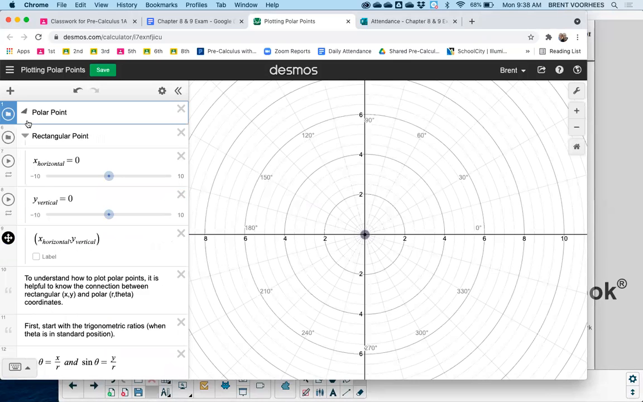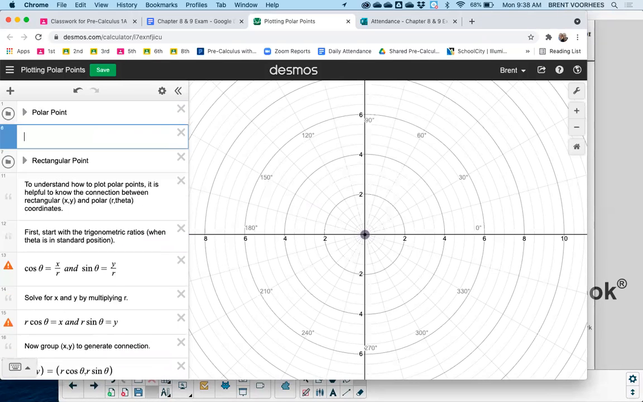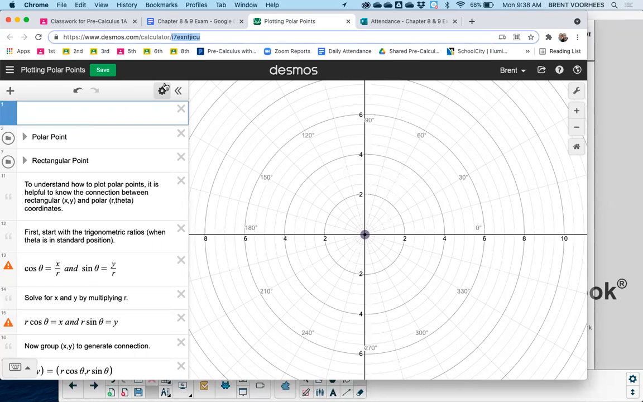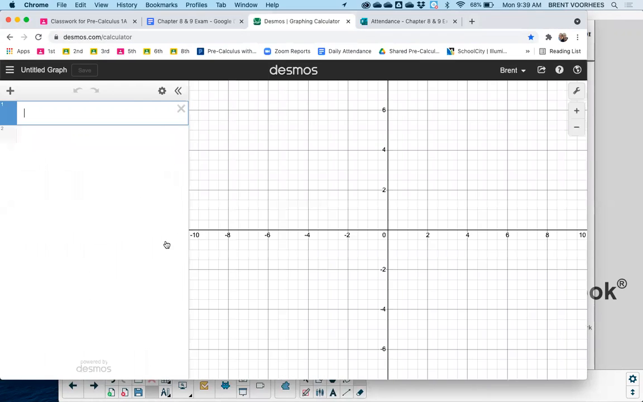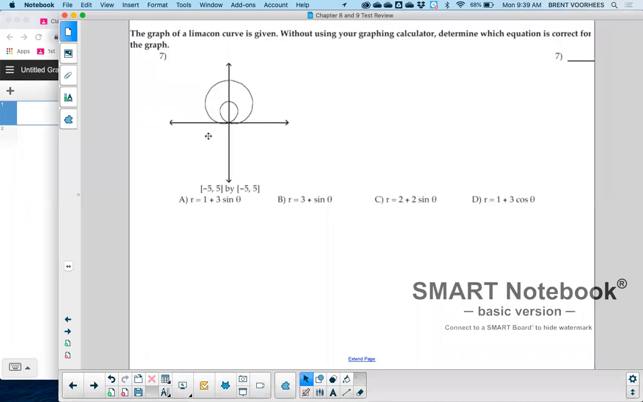For a polar graph, it might be easier just to have a blank calculator. Let me just go blank so we're not confused. For a polar graph, I'm just going to get it this blank. So I have a blank graph. What you do is you type in your equation, and if you type it in with the R and the theta, it should give you this graph. You must use R and theta.